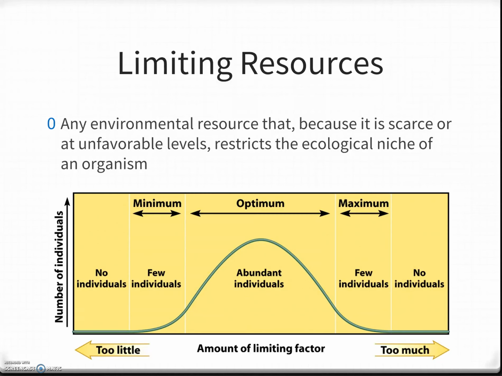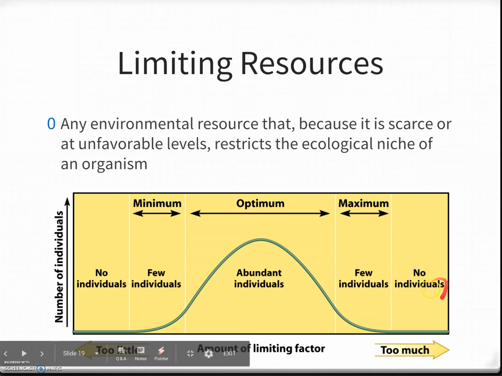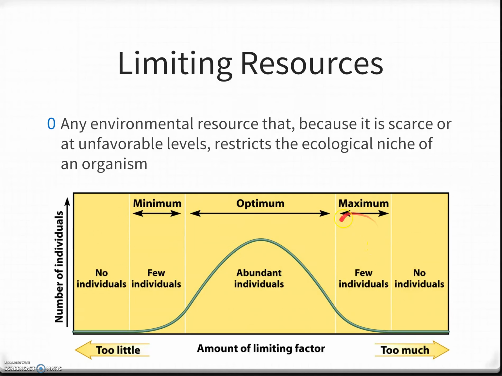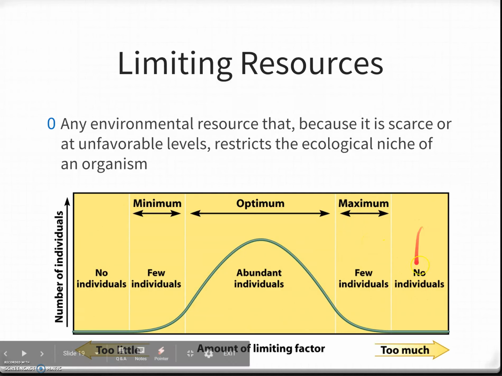So if we're looking at, we can have too much of a good thing, and so we'd have few individuals here, and eventually we get to no individuals, and we can have too few of something, too little. So if we're looking at water, for example, we have an optimum amount of water, but we could have some, if there's flooding, and if there's extreme flooding, no individuals would be able to survive that. Whereas if there's drought, we'd have a few that could make it, and then we'd eventually have no individuals that would make it.